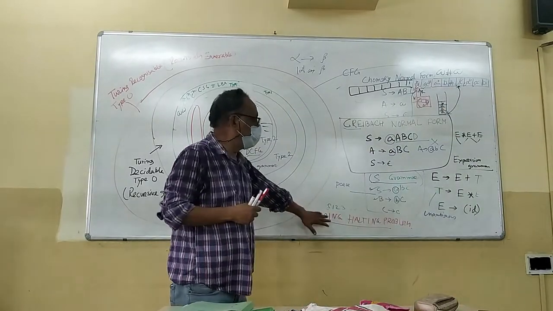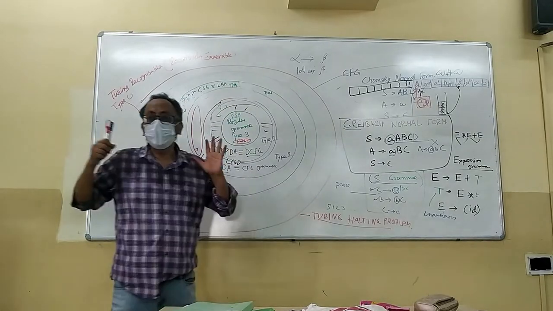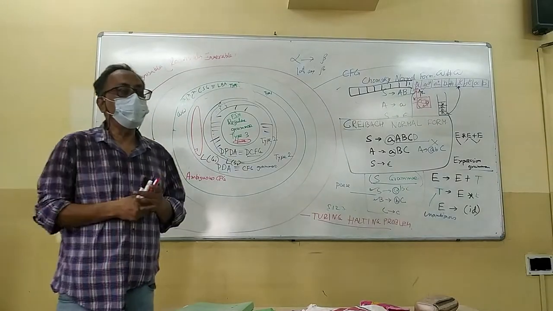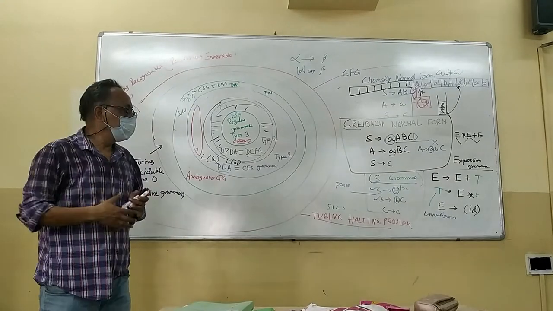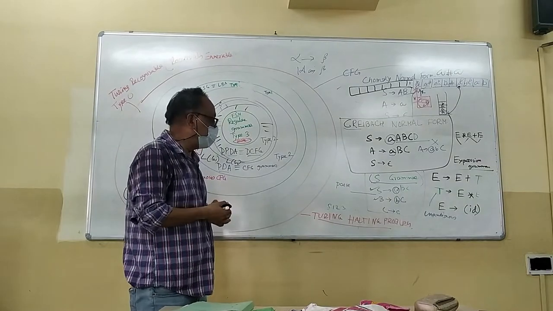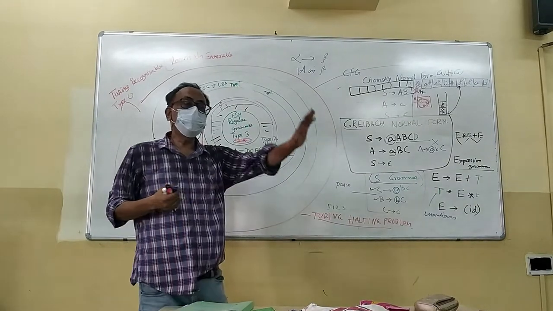Same way, the Turing halting problem is undecidable. That means you cannot say whether the machine will halt or not. If it doesn't halt, that means the machine hangs. So the Turing halting problem is an undecidable problem. This is the best example of undecidable. No algorithm for this. You were also introduced to this in the algorithms class.